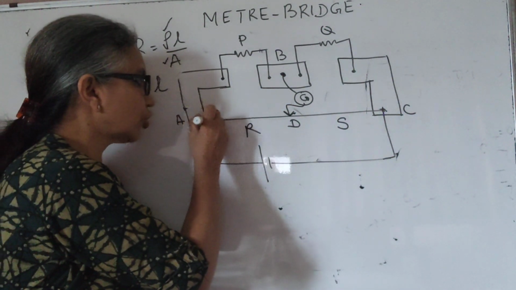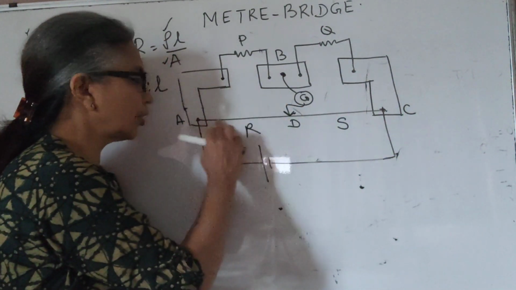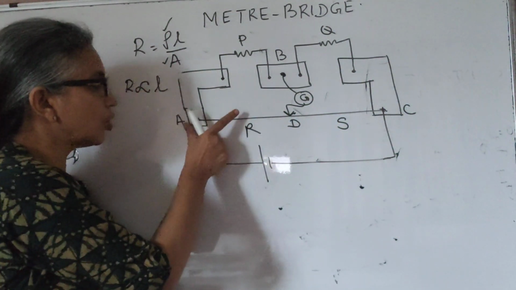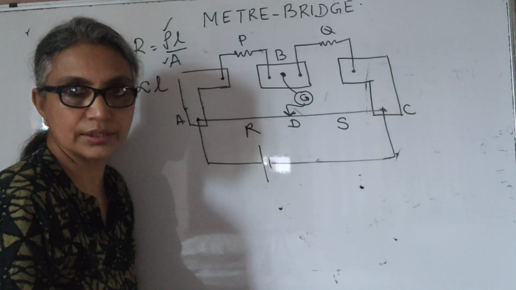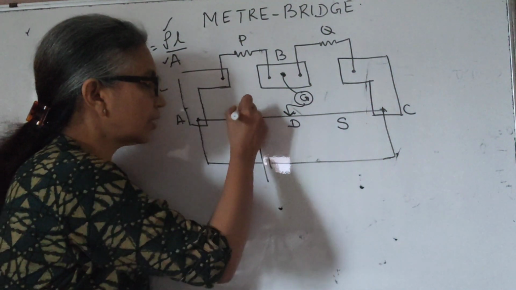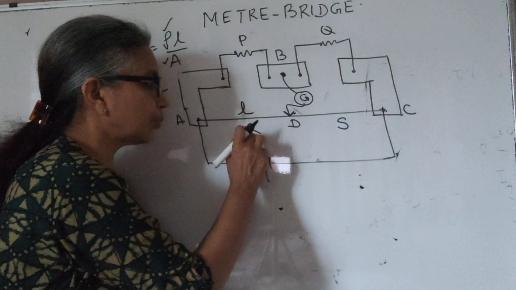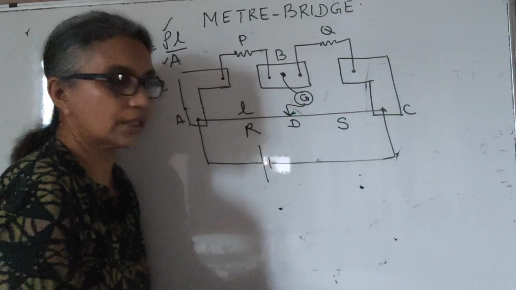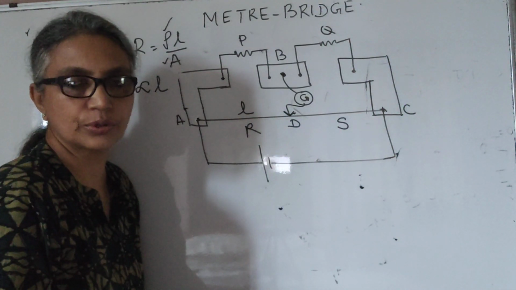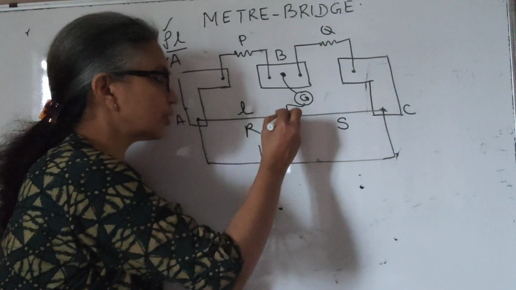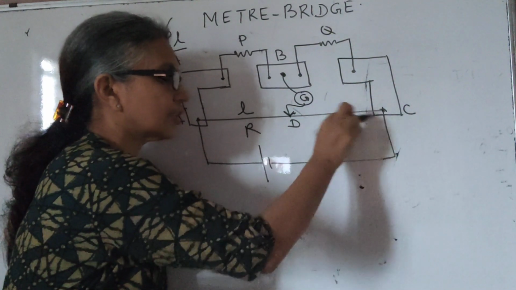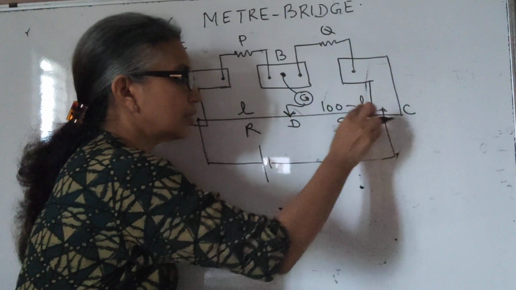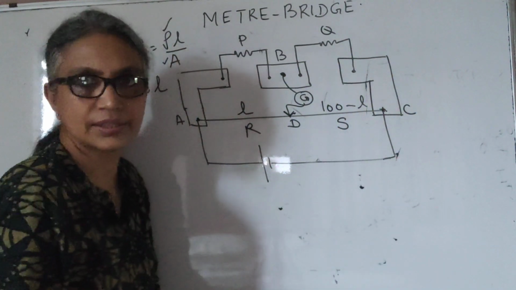Now as you slide your jockey to the right, you are going on increasing the length, and as the length increases, the resistance offered by that wire also increases. So here, if this is R, this length L is proportional to the resistance. As you go on pulling it to the right, this L is going on increasing, and the resistance R is also going on increasing. Now as you pull this to the right, you know that this length will decrease because it's 100 minus L. So this 100 minus L, that length of wire offers a resistance S.